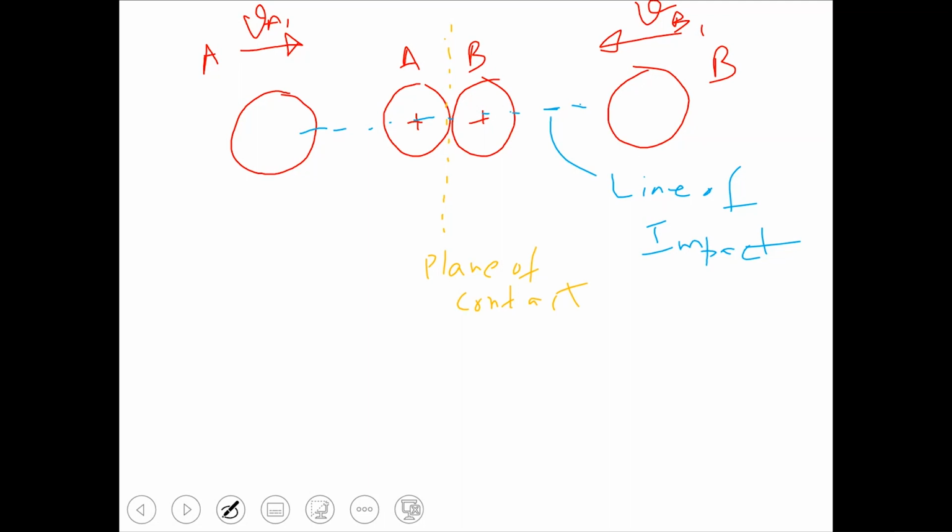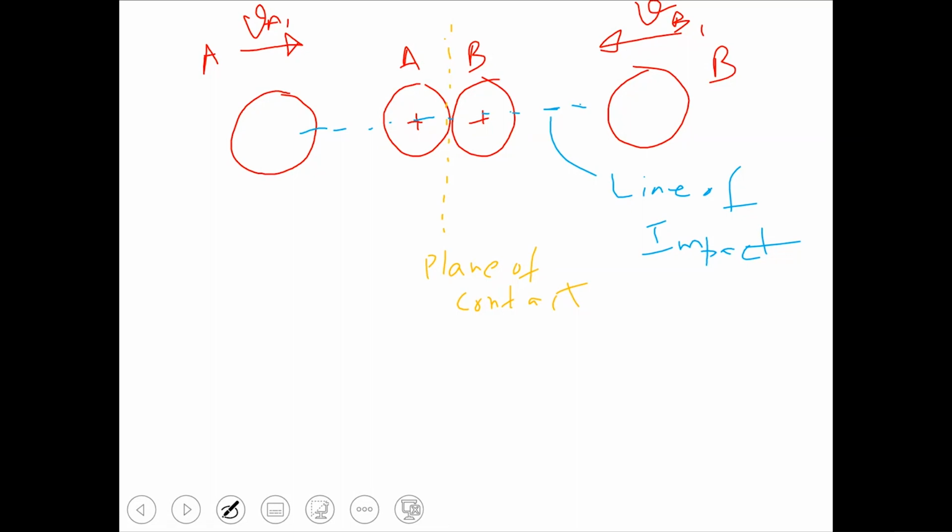Okay, now what is central impact? If we look at the definition of central impact, it says that if both these particles were traveling along the line of impact before collision, then that particular type of impact is termed as central impact. That is, by central impact we mean that if before collision these two particles were traveling along this line of impact, meaning their momentum was along this line of impact, then that type of collision is basically termed as central impact.